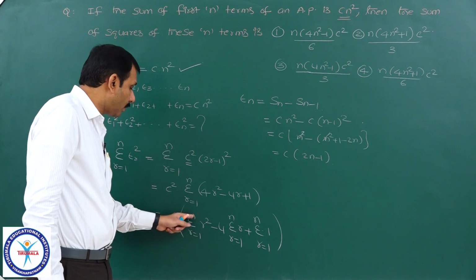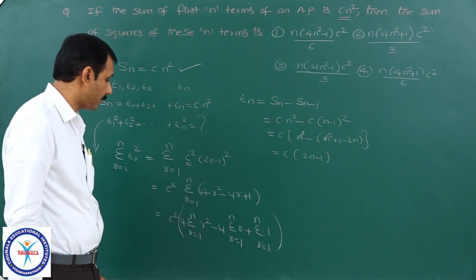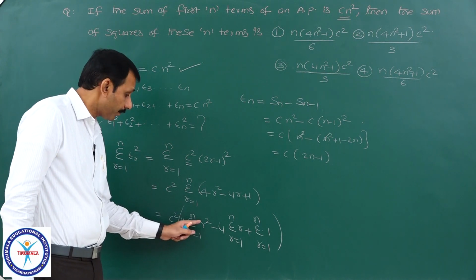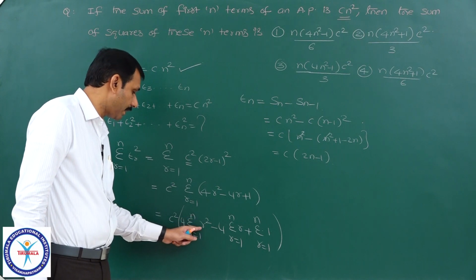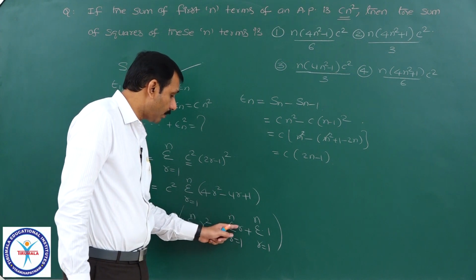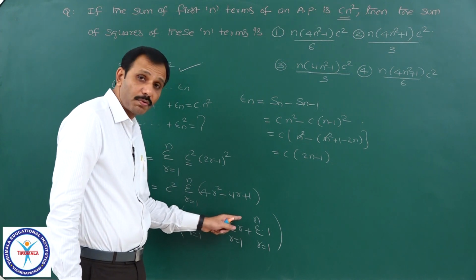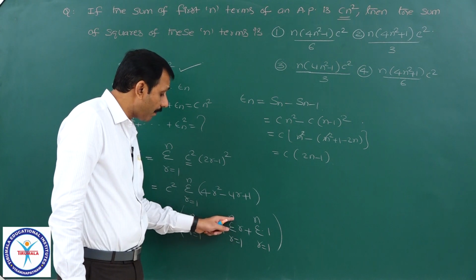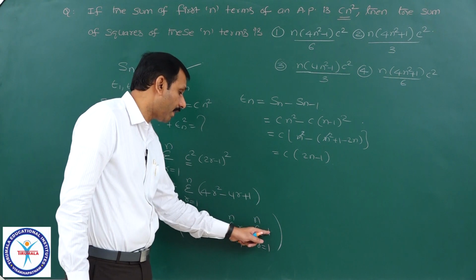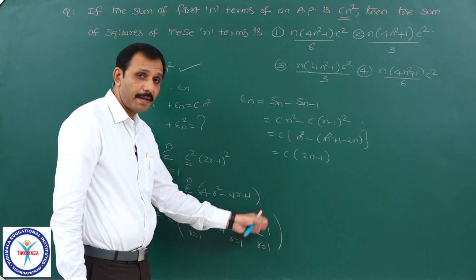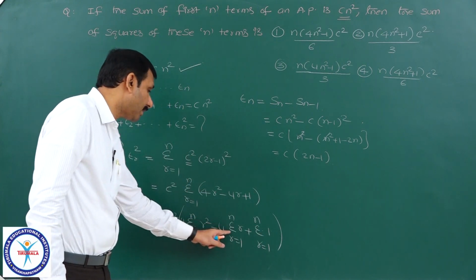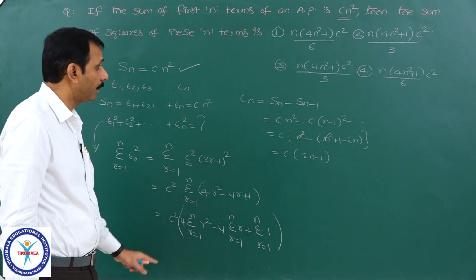Now, sigma r equal to 1 to n r square means sum of squares of first n natural numbers, 1 square plus 2 square plus 3 square and so on n square. Sigma r equal to 1 to n r means 1 plus 2 plus 3 and so on n, sum of first n natural numbers. And here sigma r equal to 1 to n 1 means this 1, how many times is it repeated? n times it will get repeated. I will write these values separately and then I will put them here.